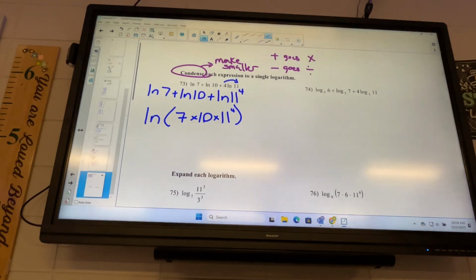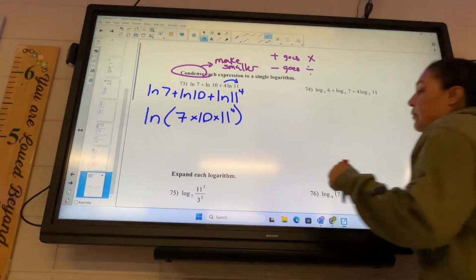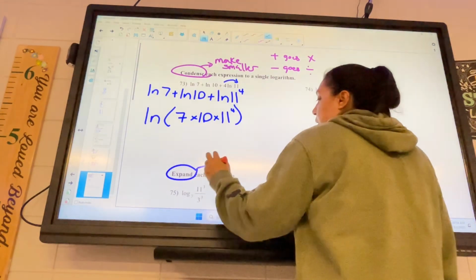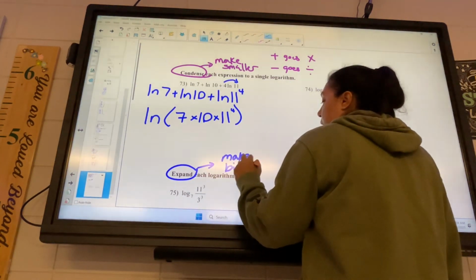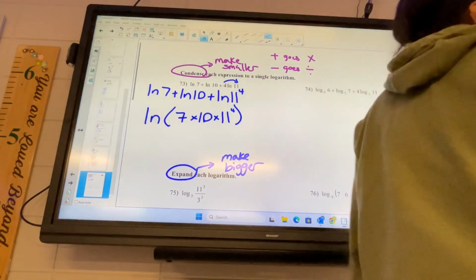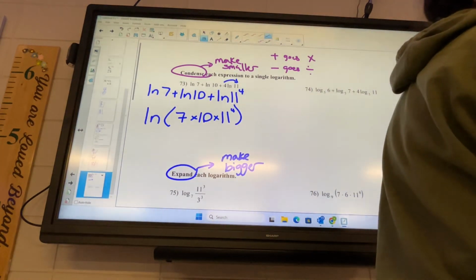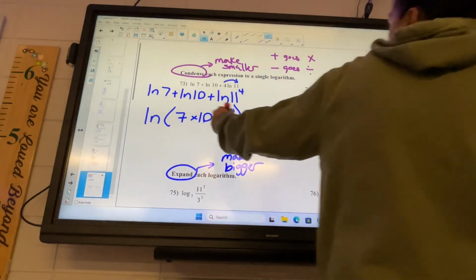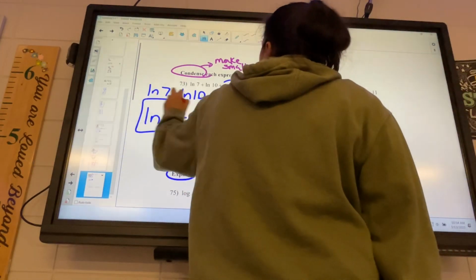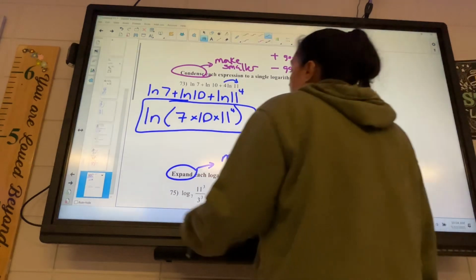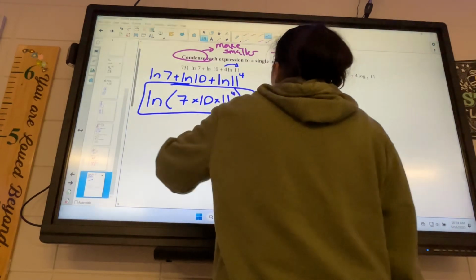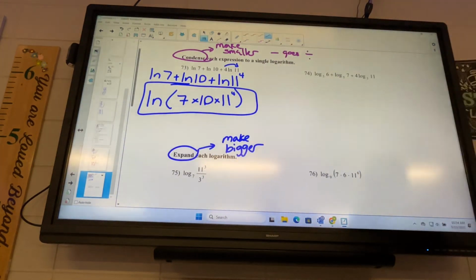Okay, for expanding, what do they give you? What does it go to? The opposite. What do they give you? Oh, I was still looking at the other one. Is that just the answer? I thought we were going to simplify it. Okay, what do they give you? I'm talking in general for rules.